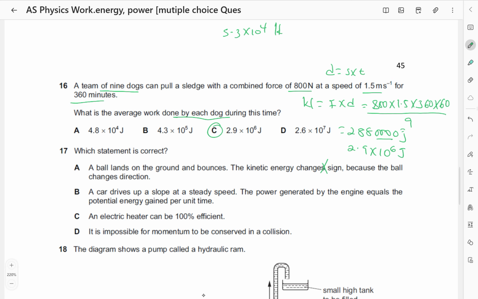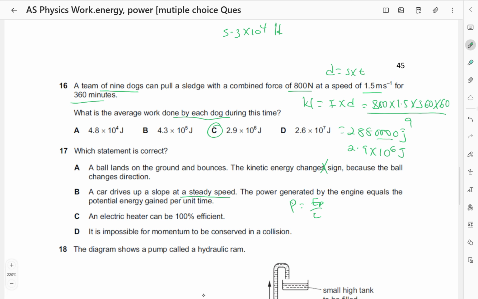A car drives up a slope at a steady speed. Steady speed means constant velocity. The power generated by the car equals potential energy gained per unit time. The power is equal to the potential energy per unit time. A car drives up a slope at a steady speed, that is at a constant speed. The power gained by the engine equals the potential energy gained per unit time. I think that will not make any good sense.